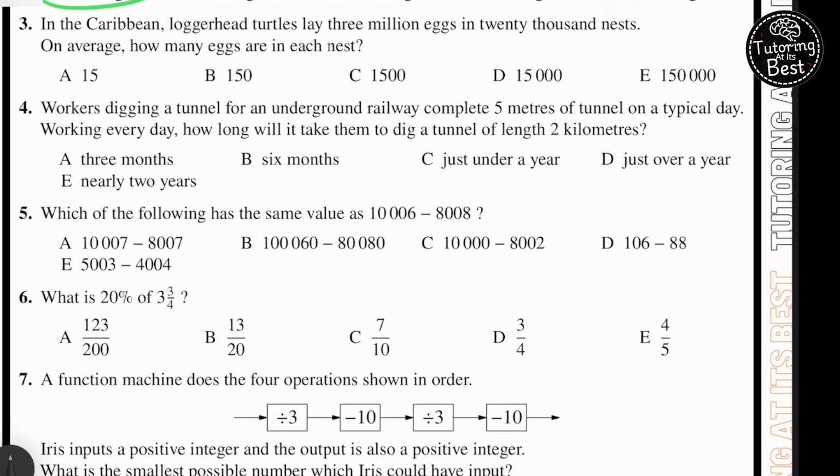Question 3. In the Caribbean, loggerhead turtles lay 3 million eggs in 20,000 nests. On average, how many eggs are in each nest? So essentially, we are dividing our 3 million by 20,000. Again, if we eliminate the zeros here, we're left with 300. 300 divided by 2 is 150, so B is our answer. So remember, when they're looking for the average, that is division.